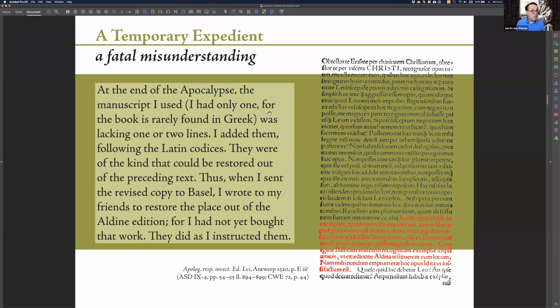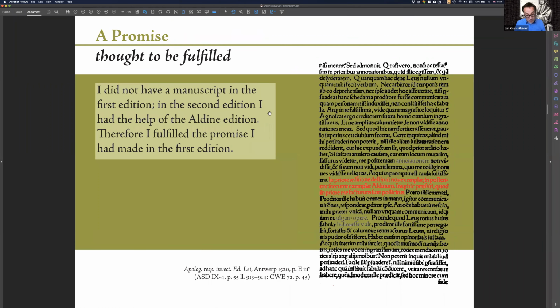In any case, he regarded the matter as closed, or at least he thought he had sufficiently countered Lee's criticisms. As he writes somewhat further on, "I did not have a manuscript in the first edition. In the second edition, I had the help of the Aldine edition. Therefore, I fulfilled the promise I had made in the first edition." Well, there's a lot to do about the myths of Erasmian promises, but it should be noted that Erasmus did not make such an explicit promise in the first edition. For there, as we see, he only mentions that he had added some words, but in his mind, he interpreted this information in a twofold way.